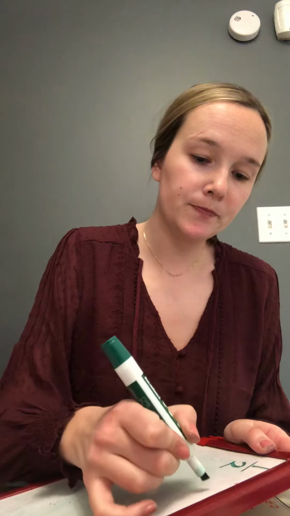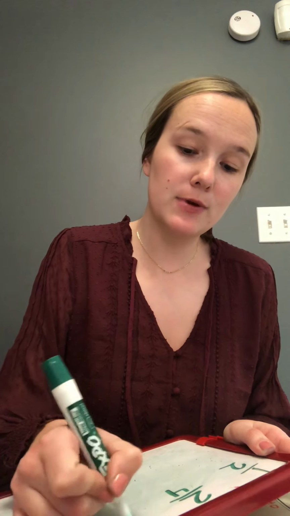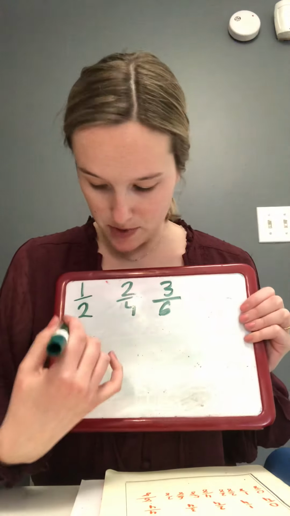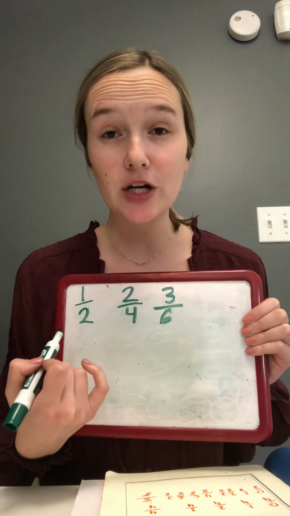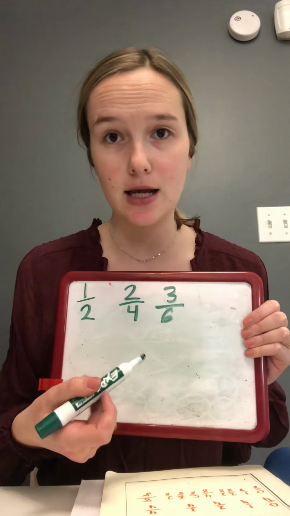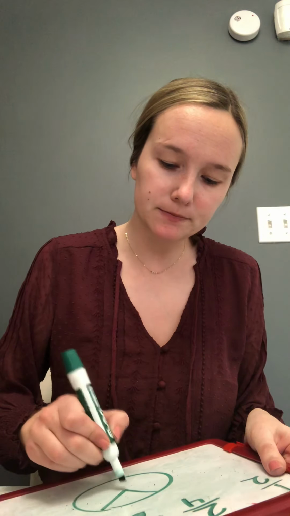Well, let's see, actually, I've noticed so far that 1 out of 2 and 2 out of 4 and 3 out of 6, all the bottom numbers here, all my denominators are even numbers. 2, 4, and 6 are all even numbers. I haven't seen any odd numbers yet. What would happen if I tried to make my denominator 3?